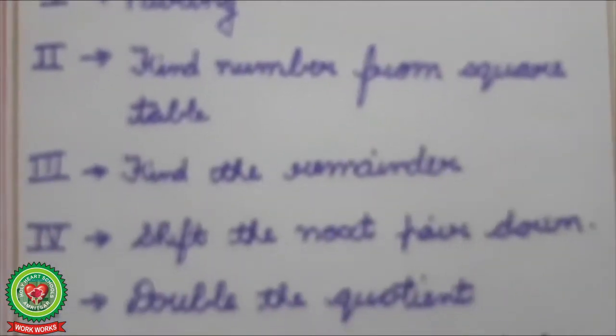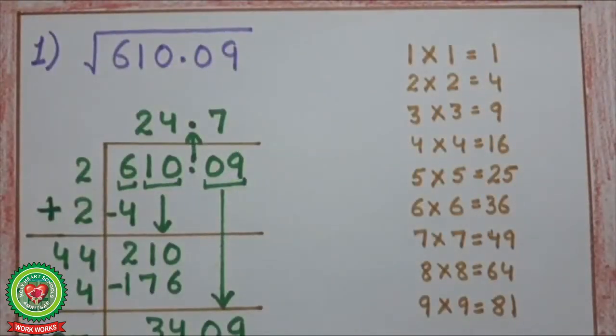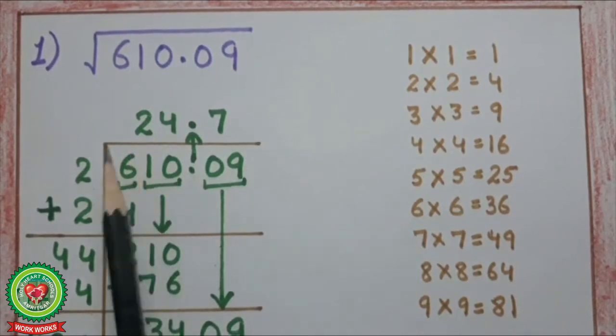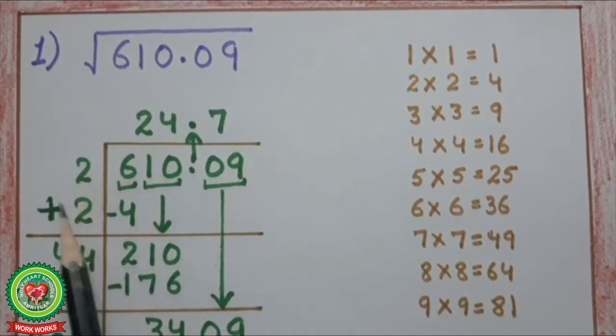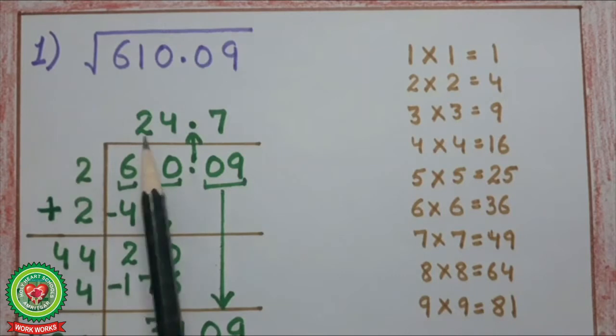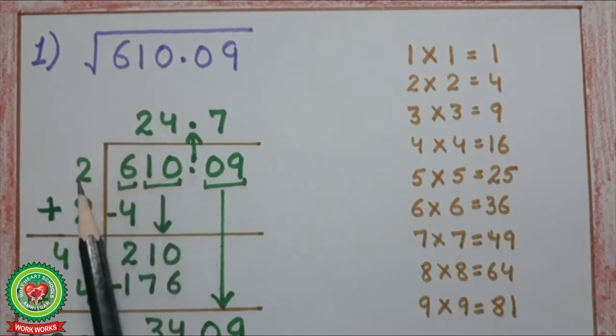After that, fifth step is double the quotient, and we will solve this step by adding the last digit of the quotient to our divisor. Here our divisor is 2. Here we are having just one digit 2, so we will add 2 with the divisor 2. 2 plus 2 comes out to be 4, so we'll write down 4 at the place of divisor.